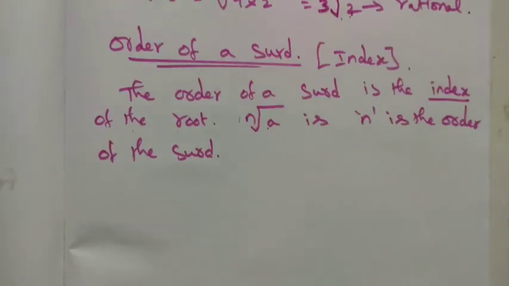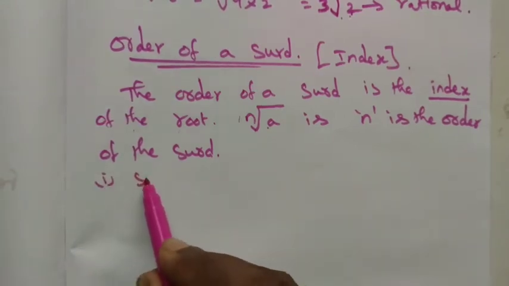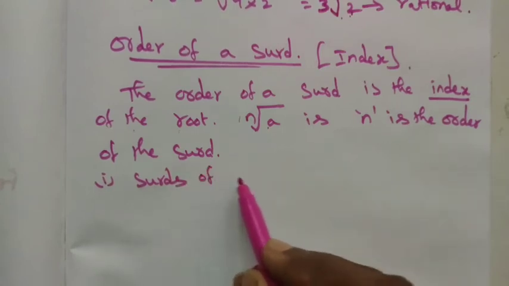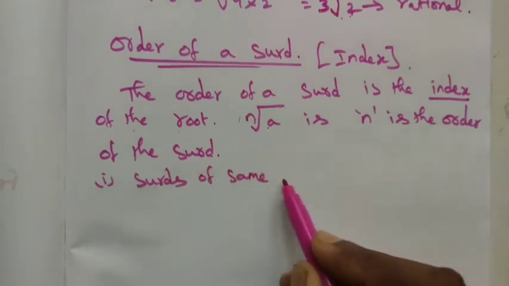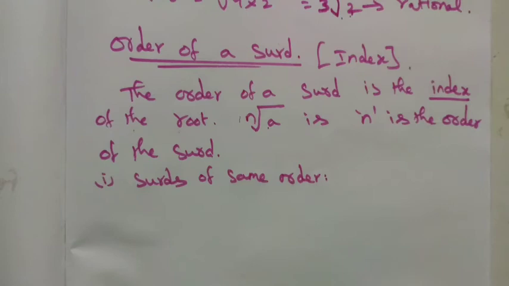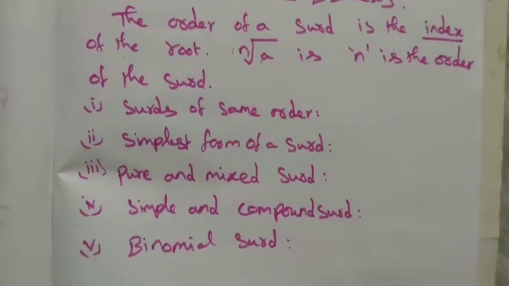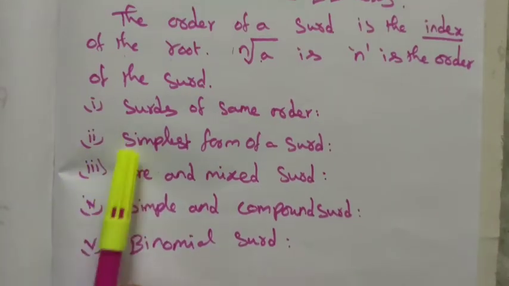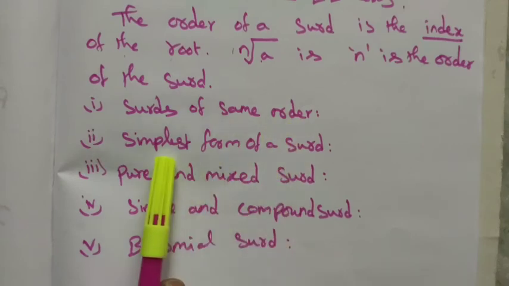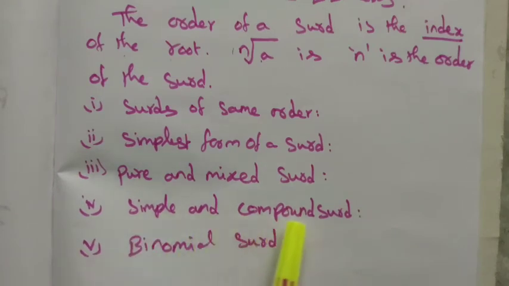And then order of the surd, we have 5 types. Let me see one by one. The first one is surds of same order. Here we have the 5 types: surds of same order, simplest form of the surd, pure and mixed surd, simple and compound surd, and binomial surd. Let me see one by one.